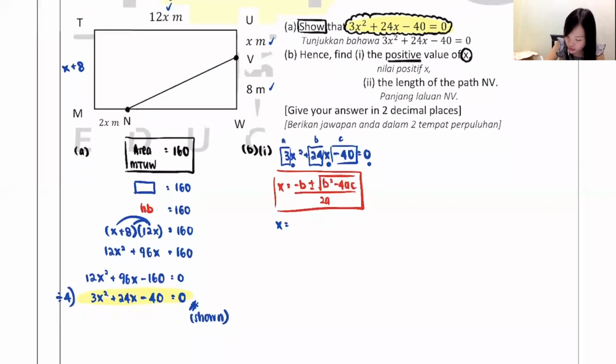So X equals negative B, which is 24, plus minus square root of B squared, 24 squared, minus 4 times A, which is 3, times C, which is negative 40, all over 2A.